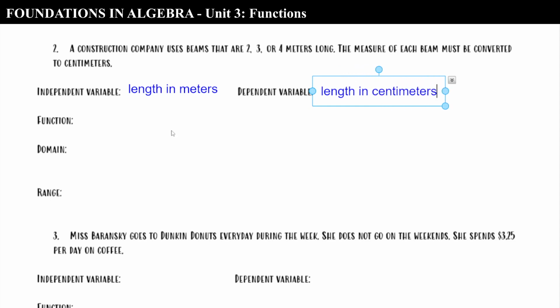So you need to know what the conversion is. Take a second. Do you know how many centimeters there are in a meter? So we have 100 centimeters in a meter. So our function is going to be our length in meters times 100 to give us our length in centimeters.